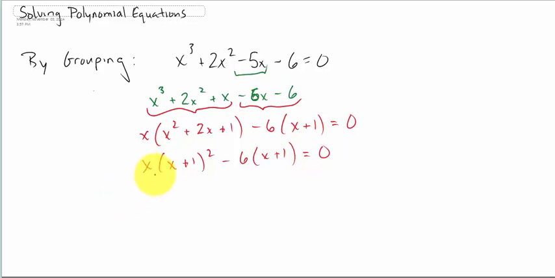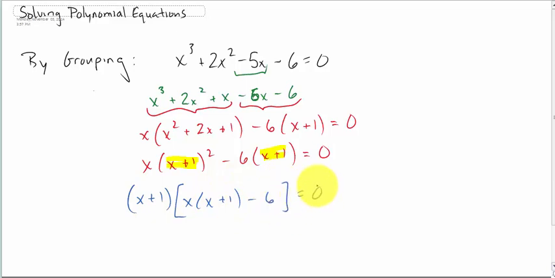Now these two things have a common factor of x plus 1 that I can take out. So there's that common factor of x plus 1. Now we write down the leftovers: x times x plus 1, minus 6.